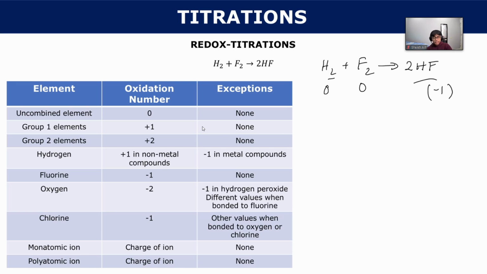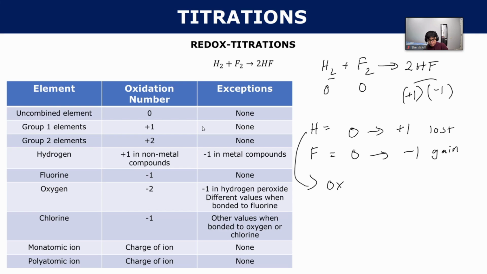And so that means for any compound, the total net charge must be 0 unless it's like an ion. And so if fluorine is -1, what does hydrogen need to be to create a net charge of 0? Well, hydrogen is going to have to be +1. And so we see hydrogen has gone from 0 to +1, and fluorine has gone from 0 to -1. So that means hydrogen has lost an electron, and fluorine has gained an electron. And remember, oxidation is loss, so hydrogen is oxidized, and fluorine is reduced.